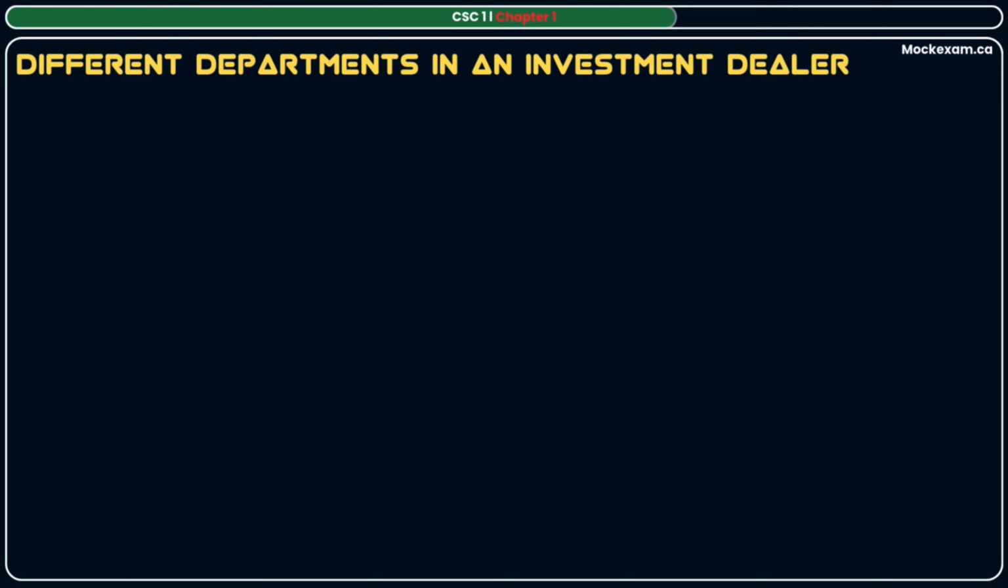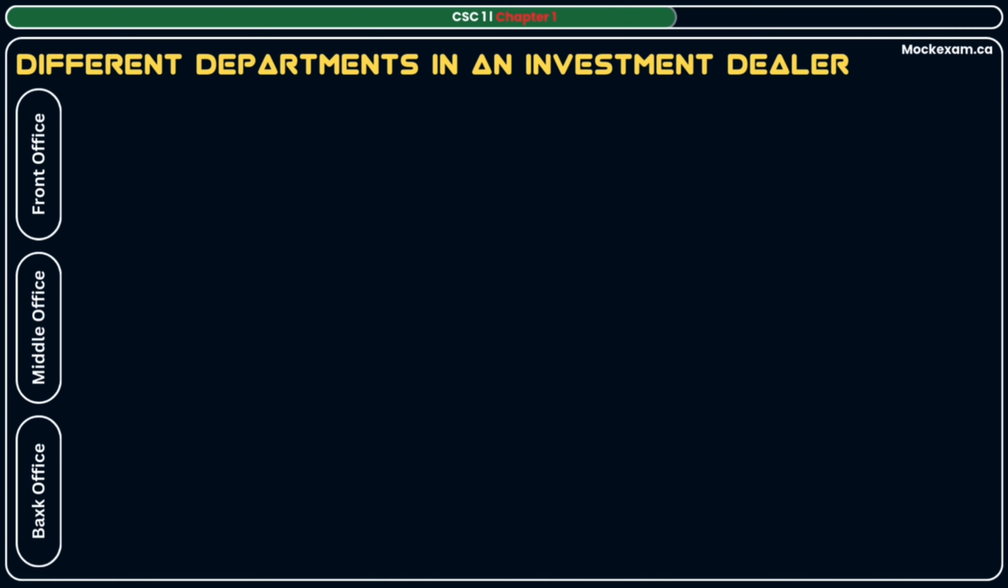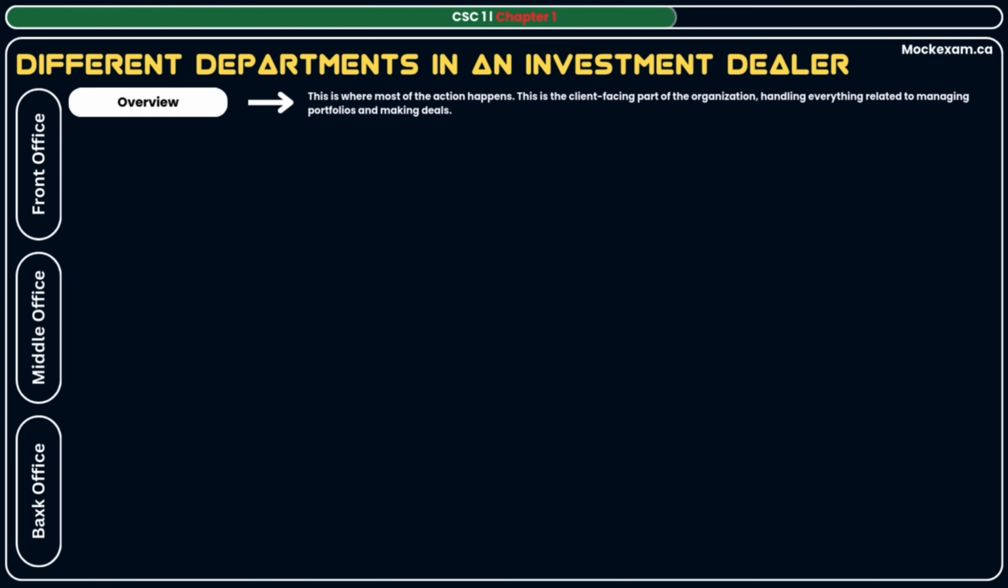Let's get to it. All right, let's get this lecture done. As I said before, investment dealers have three departments or sections: front office, middle office, and back office. Let's get to front office first. Front office is the face of the business. It is where most of the action happens. This is the client facing part of the organization, handling everything related to managing portfolios and making deals.